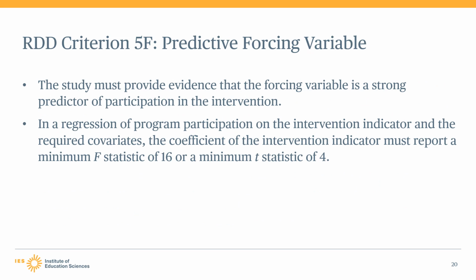RDD Criterion 5F requires that the study provide evidence that the forcing variable is a strong predictor of participation in the intervention. So, in a regression of program participation on an intervention indicator and other covariates, the WWC operationally defines this as having a minimum F statistic of 16 or a minimum T statistic of 4. For fuzzy RDD studies with more than one indicator for being above or below the cutoff, see Module 9 in this training series for the minimum required first stage F statistic needed to meet this criterion.